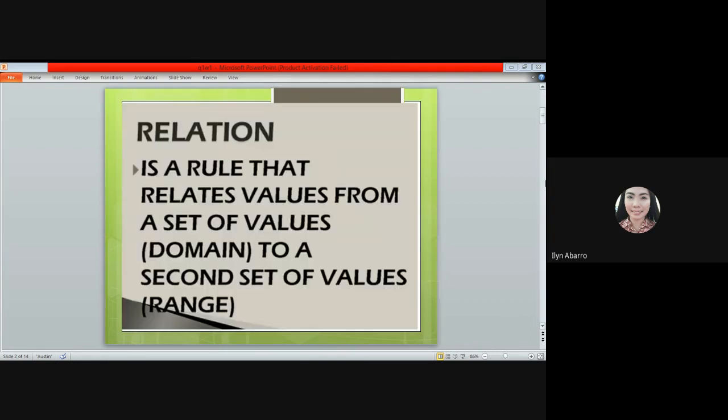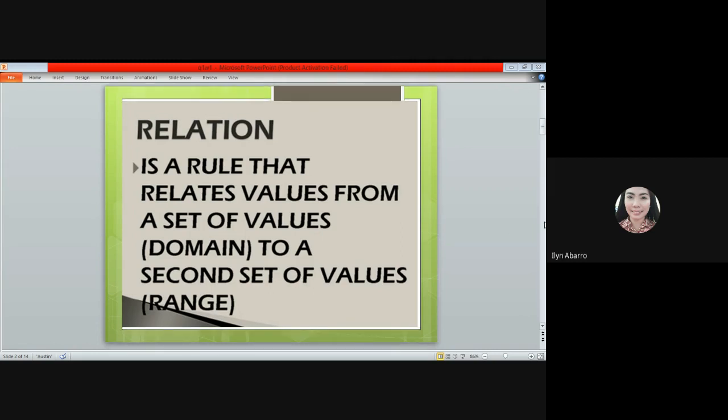First, let us define what a relation is. A relation is a rule that relates values from a set of values, the domain, to a second set of values, which is called the range. As you can remember, this was tackled already when you were in grade 8. The domain is the set of values from the x coordinates, and the range is the set of values from the y coordinates. Okay, let us have more.